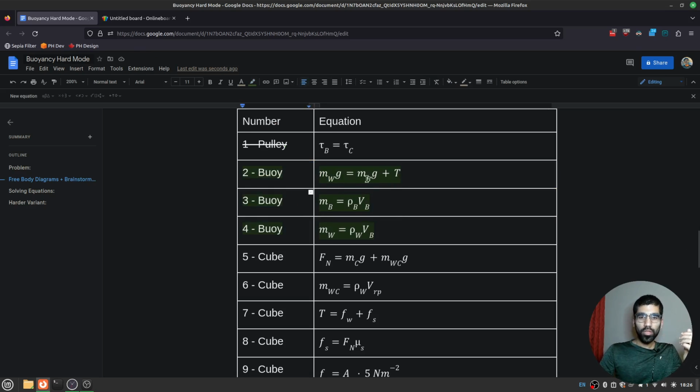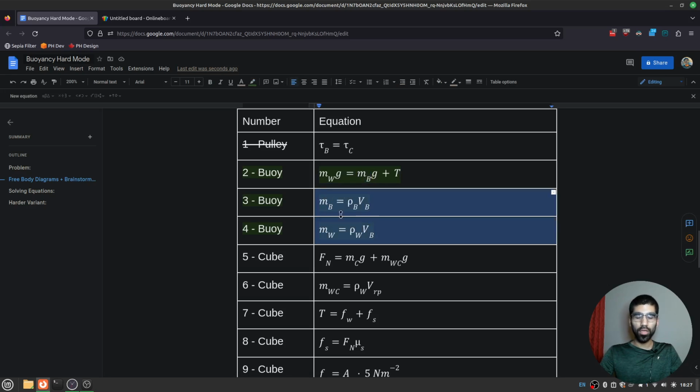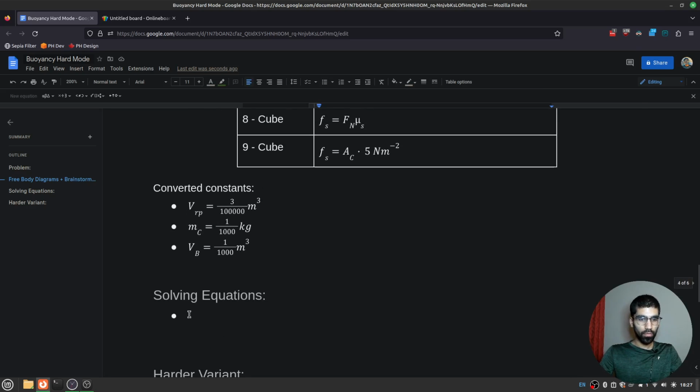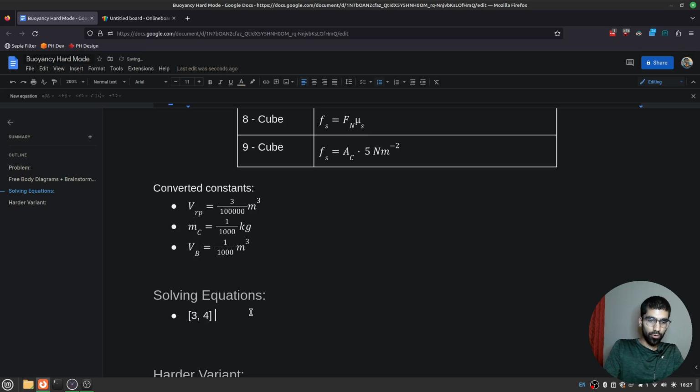So for these equations about the buoy, you'll note that the main equation has these constants, the mass of the water being displaced and the mass of the buoy, that are being defined in these equations down here. So why don't I just take 3 and 4 and substitute them into the second equation. So that's what I'm going to do. I'm going to copy this over. 3 and 4 into 2. That's what we're substituting right now.